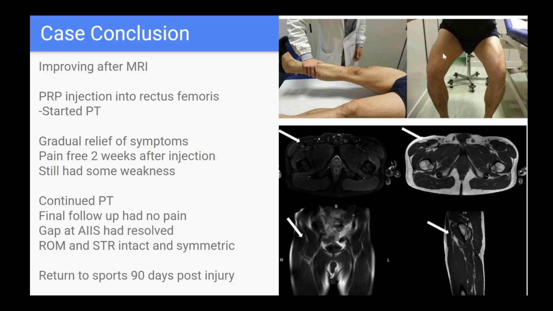So here you can see him squatting, and you don't really see any deficits between the right and the left. You see him firing his quad here against resistance. No deficits. He's able to do that, and that was symmetric to the other leg. And then you look at this MRI compared to the one I showed you before, and you see no fluid collection or hyperintense signal around the AIIS or the proximal rectus femoris tendon.